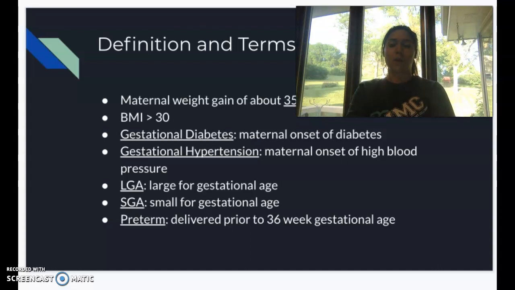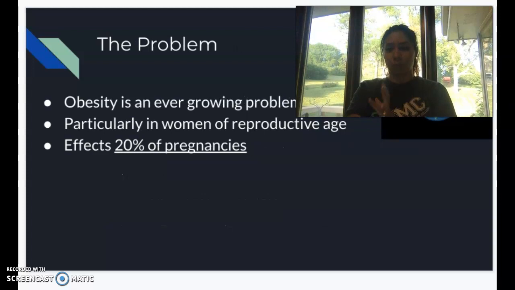Below are some terms that I think are important and helpful to know when talking about maternal obesity, just because they're risk factors associated with pregnancy. Gestational diabetes and hypertension are just maternal onset of these symptoms. Large for gestational age and small for gestational age are risk factors associated with maternal obesity. And also, I did a lot of research over preterm delivery because gestational diabetes and hypertension are causes for preterm deliveries.